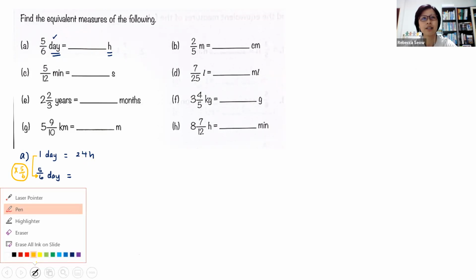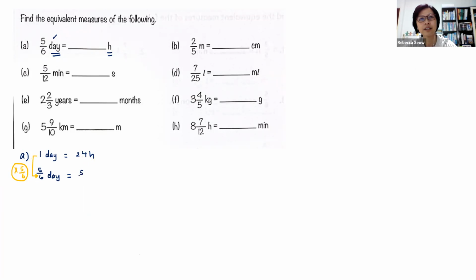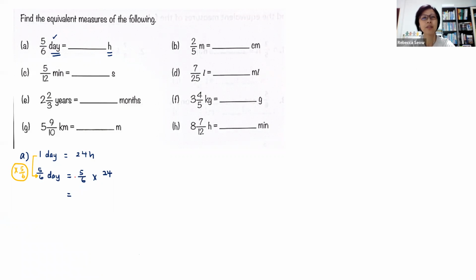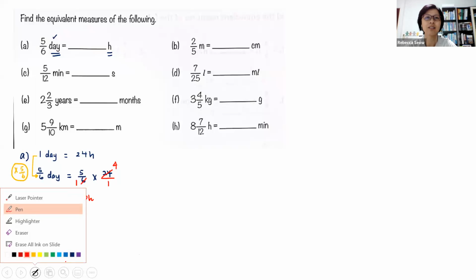So I will take 5 out of 6 multiplied by 24. We'll do the usual multiplication of a fraction and a whole number. 24 is 24 out of 1. We do a division between 24 and 6. Both numbers divide by a common factor of 6. 6 and 6 makes 1. 24 divided by 6 gives you 4. So finally, 5 times 4, we get 20 hours. So 5 out of 6 days is actually 20 hours.